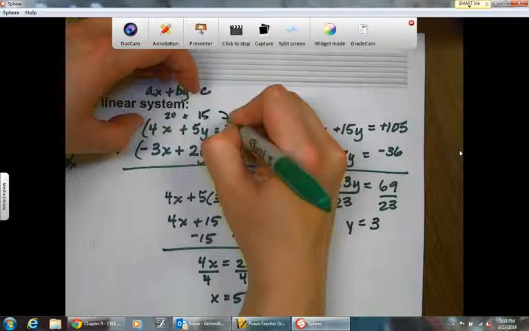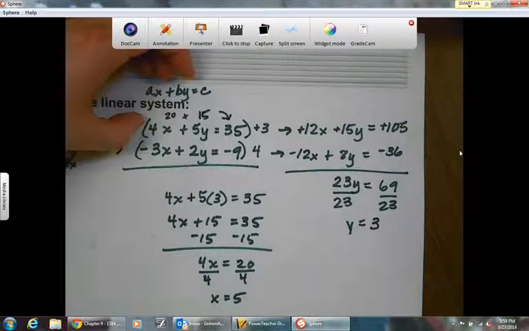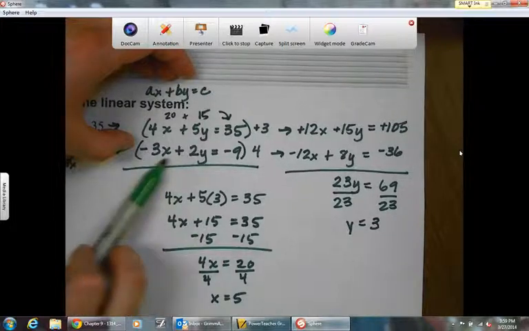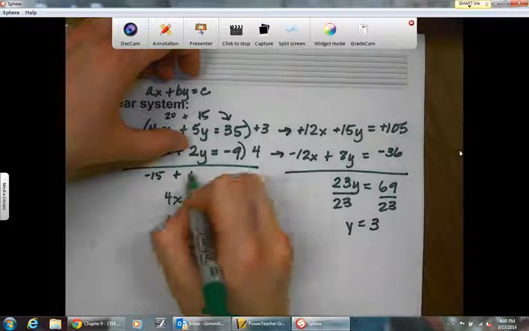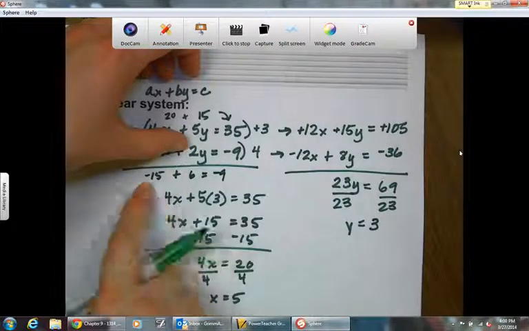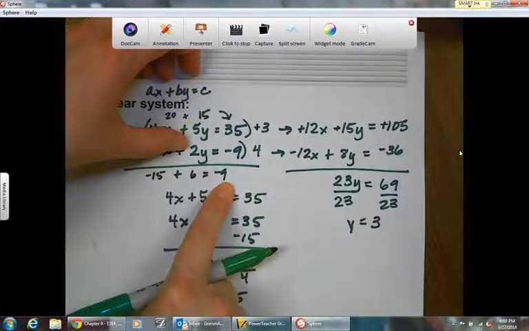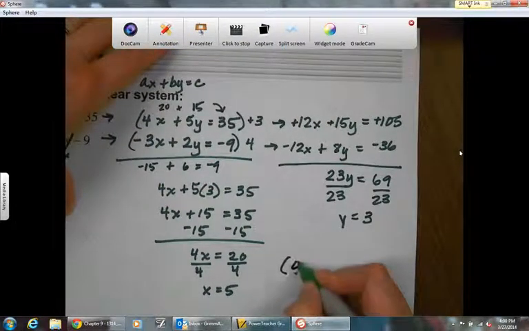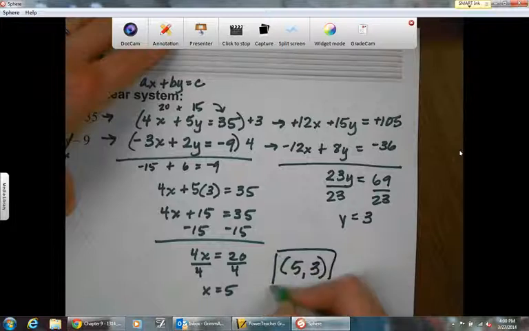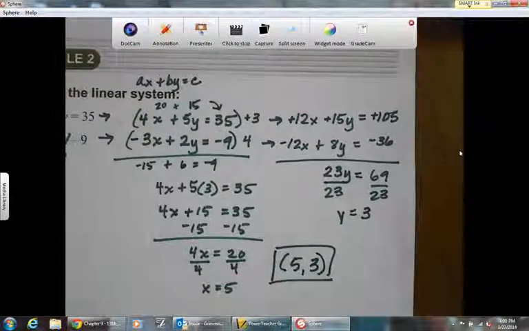Yes, it does. But I'd want to plug it into the other one too and make sure. So this is negative 3 times 5, so that would be negative 15, plus 2 times 3, which would be 6. And does negative 15 plus 6 equal negative 9? Yes, it does. So I just checked my answer, and my final answer is 5, 3. All right, there you go. That is how we solve linear systems by using multiplication first.